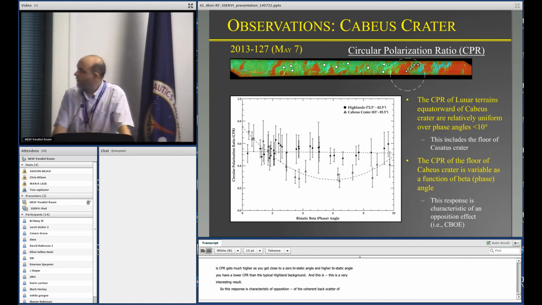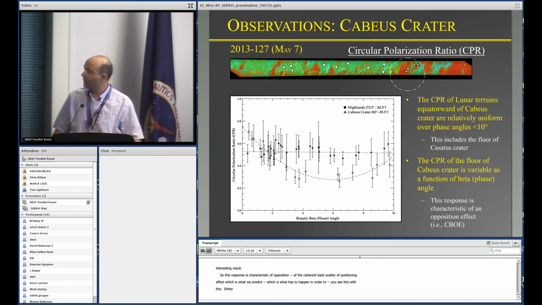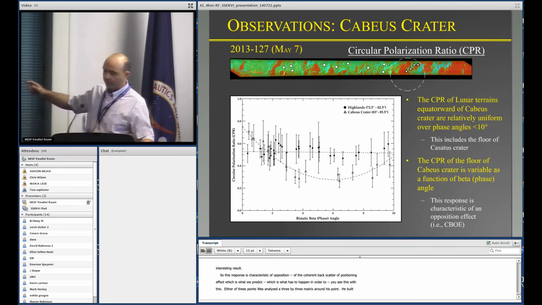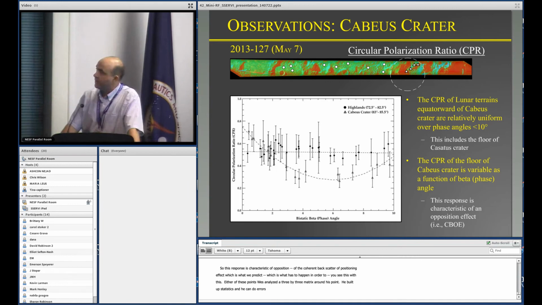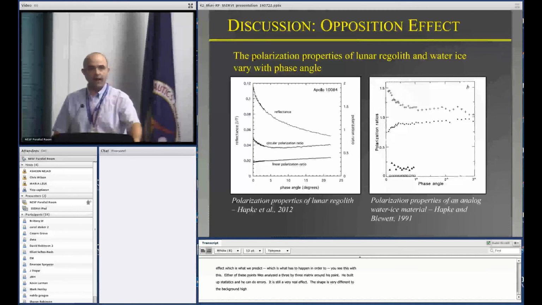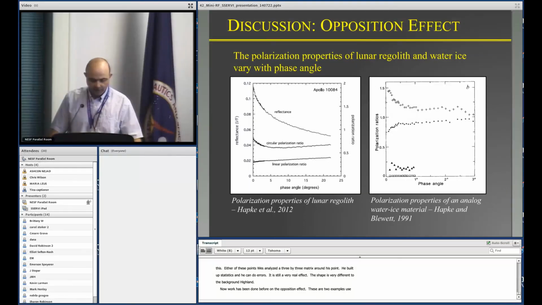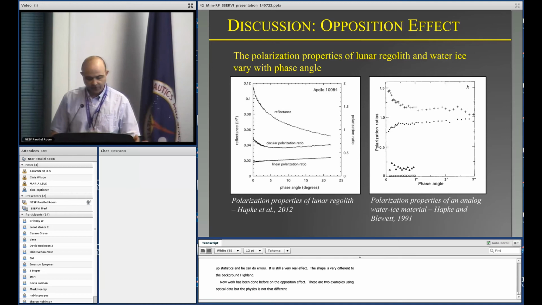This response is characteristic of the coherent backscatter opposition effect, which is what we predicted has to happen in order for you to see this when you've got an ice regolith mixture. And this graph shows, even though these are points, Wes analyzed a 3x3 matrix around each point, so he built up statistics and he can do errors. So even with the error bars associated with this analysis, it still is a very real effect. The shape is very different to the background highland.